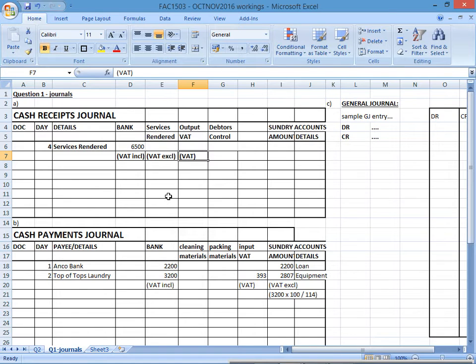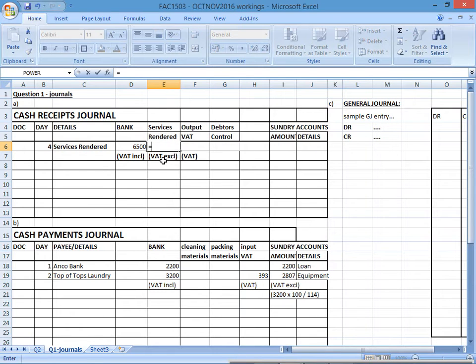So what am I going to have to do? Well, I need to separate. Again, take that amount, times it by 100, divided by 114. That's how you get the VAT exclusive. Again, I'm just going to round it off to the nearest rand, just to keep it simple, and then I'm going to subtract the VAT inclusive minus the exclusive, and that's going to give me the output VAT.